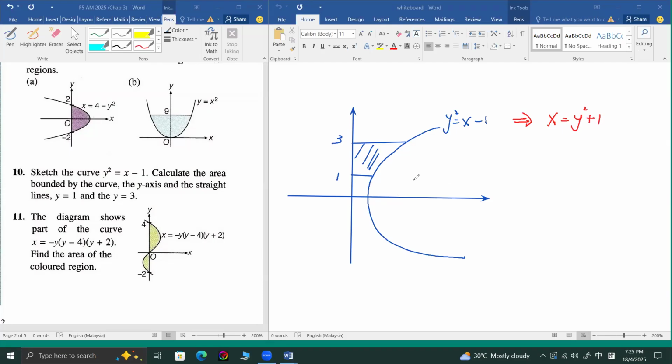That's why I got plus 1. Same as this one, right? When plus 1, you shift up. Plus 2, you shift up 2 like that. Because for the y-axis, you need to make x the subject. Okay, next. So now, to get the area, the integral from 1 to 3 of y squared plus 1 dy. You can do it like just now. And the shaded region is to the right of y, so your answer is positive. You get 10 2/3.